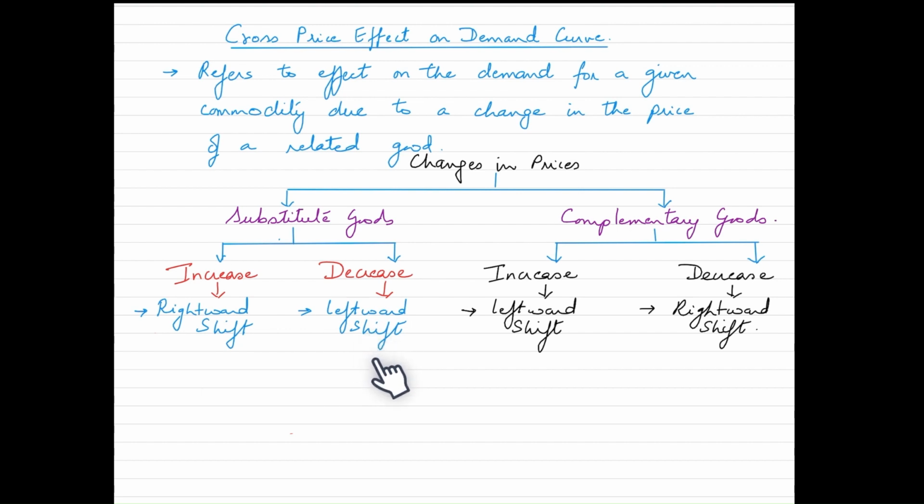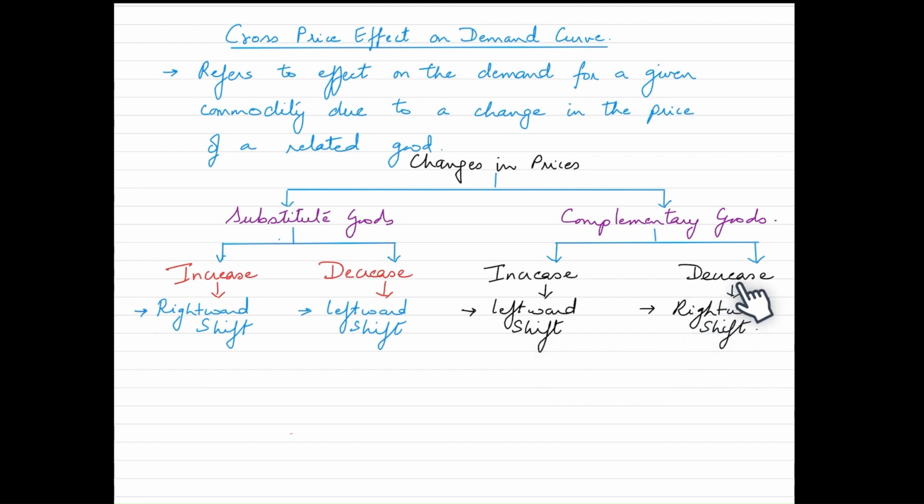It is called a change in demand. You can see the i button somewhere on the screen. When it comes to complementary goods, an increase in the price of a complementary good would lead to a leftward shift in the demand curve, indicating the demand for the main commodity reducing. Why? Because it is becoming expensive for the consumer to buy both the commodities to satisfy a given want.